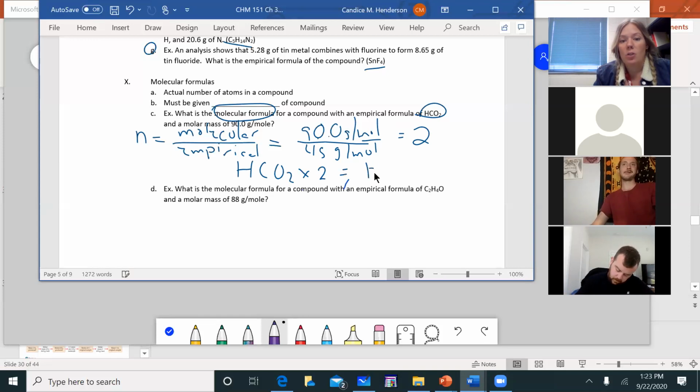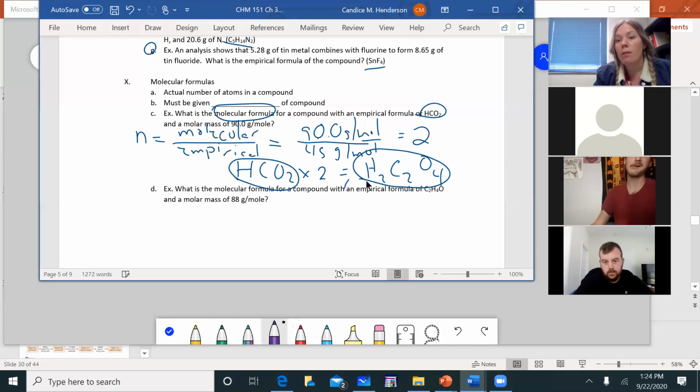So that's going to give me H2C2O4. So this is what the lowest ratio is, but this is what's actually happening in real life. The real molecule itself is 2 hydrogens combined with 2 carbons combined with 4 oxygens.